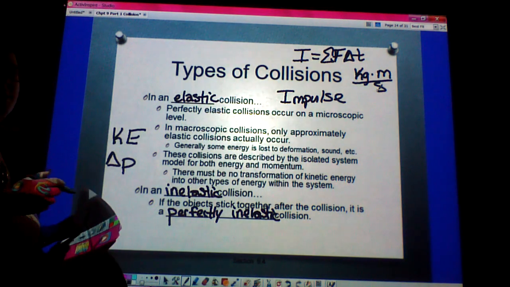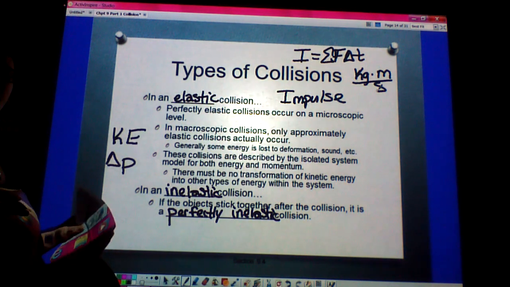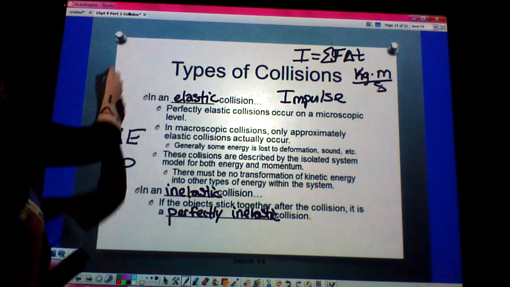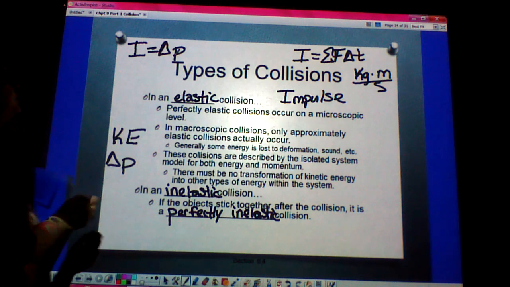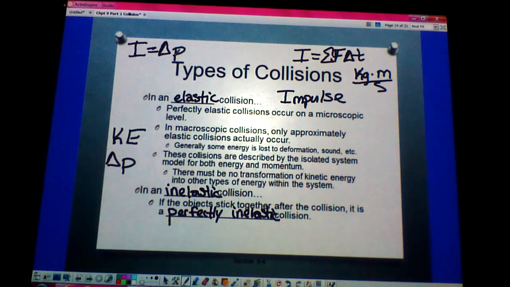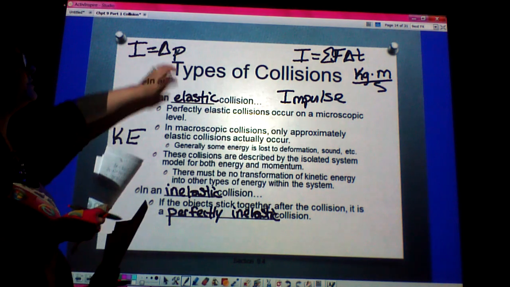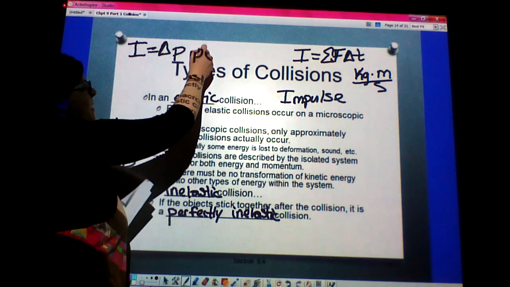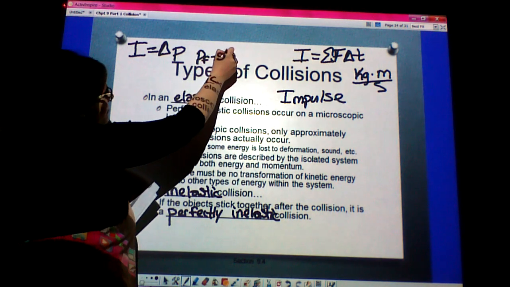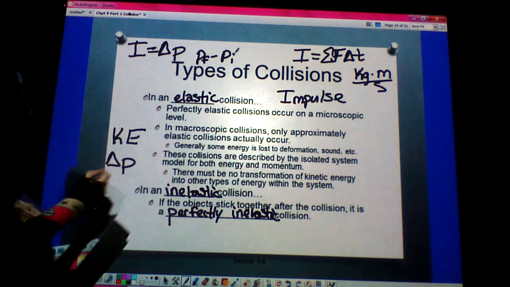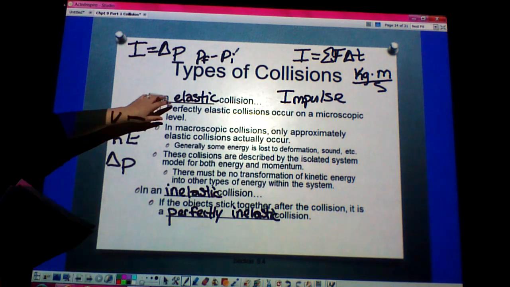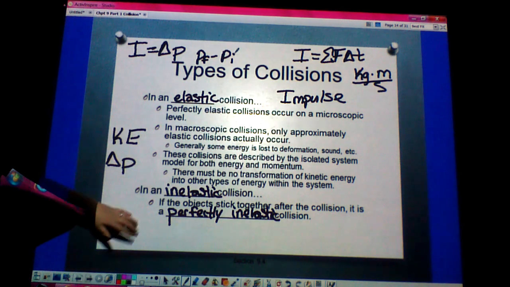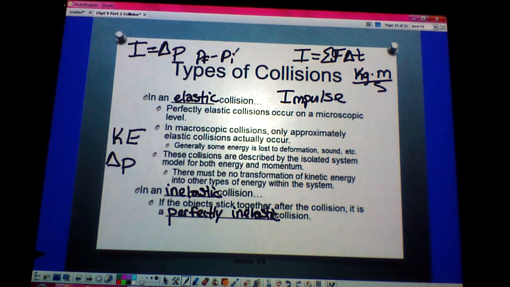We also talked about yesterday a new theorem called the impulse-momentum theorem, which is that impulse is equal to the change in momentum. The change in momentum is simply my final momentum minus my initial momentum for a system. And the last thing we got to were the two different types of collisions: elastic collisions and inelastic collisions.